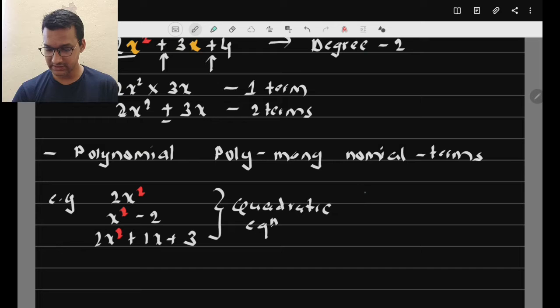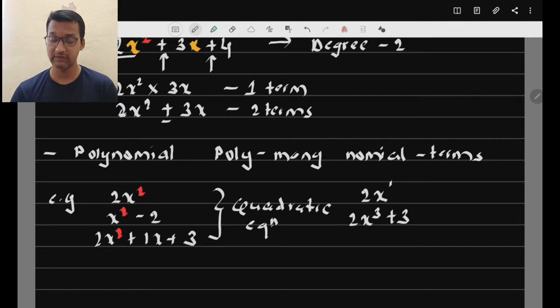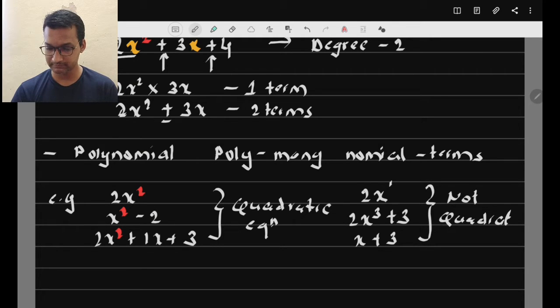But let us see 2x. This has a single term, but this is not a quadratic equation. Here the highest power is 1. Or 2x cube plus 3. This is also not a quadratic equation. Or we could have x plus 3. Again, this is also not a quadratic equation, because again the power is not 2.